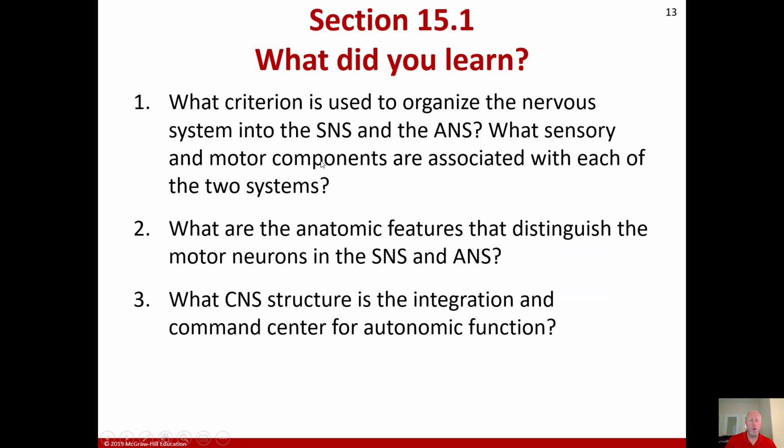So what did you learn? What criterion is used to organize the nervous system into the somatic nervous system and the autonomic nervous system? What sensory and motor components are associated with each of the two systems? What are the anatomic features that distinguish the motor neurons in the somatic nervous system and the autonomic nervous system? And what CNS structure is the integration and command center for autonomic function?